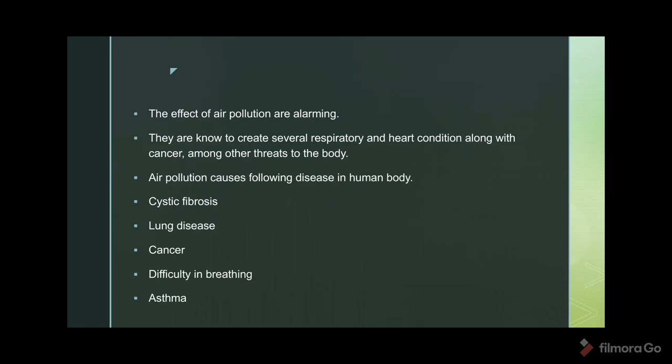So air pollution causes among the following diseases in the human body, like cystic fibrosis, lung disease, cancer, difficulty in breathing, and asthma. So once meron kang mga disease na ganito sa katawan, you have to be aware when you are exposing too much inside the house, or even outside the house.